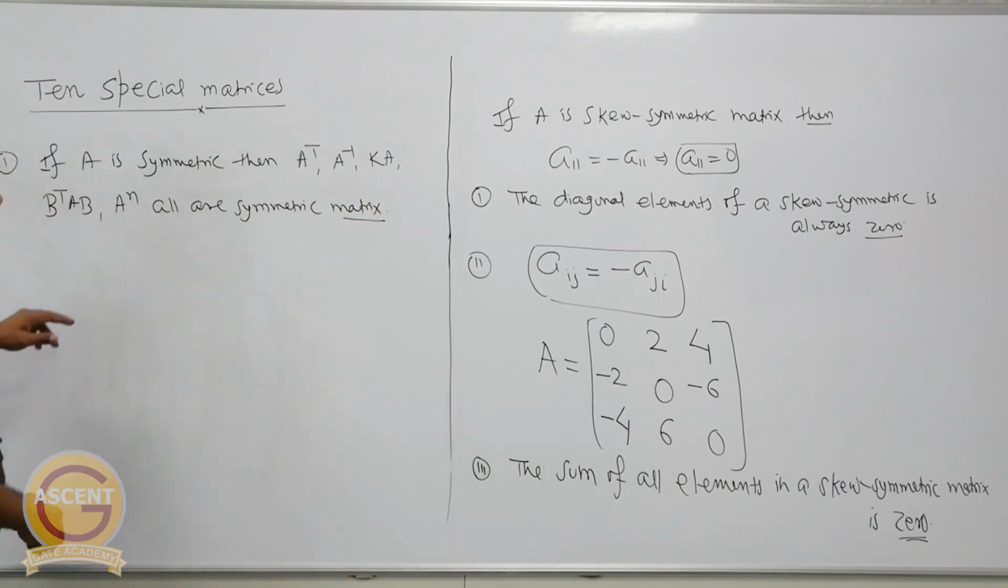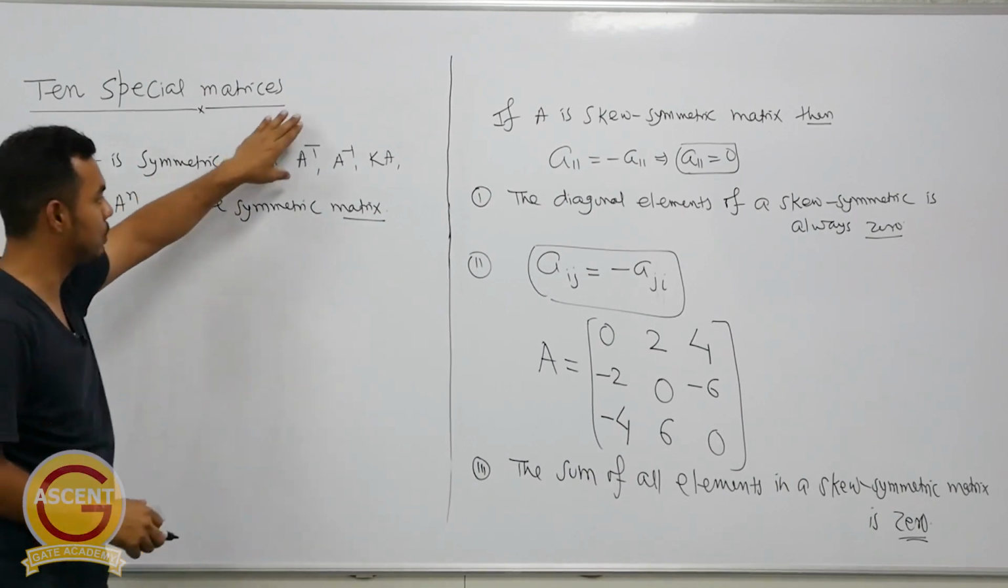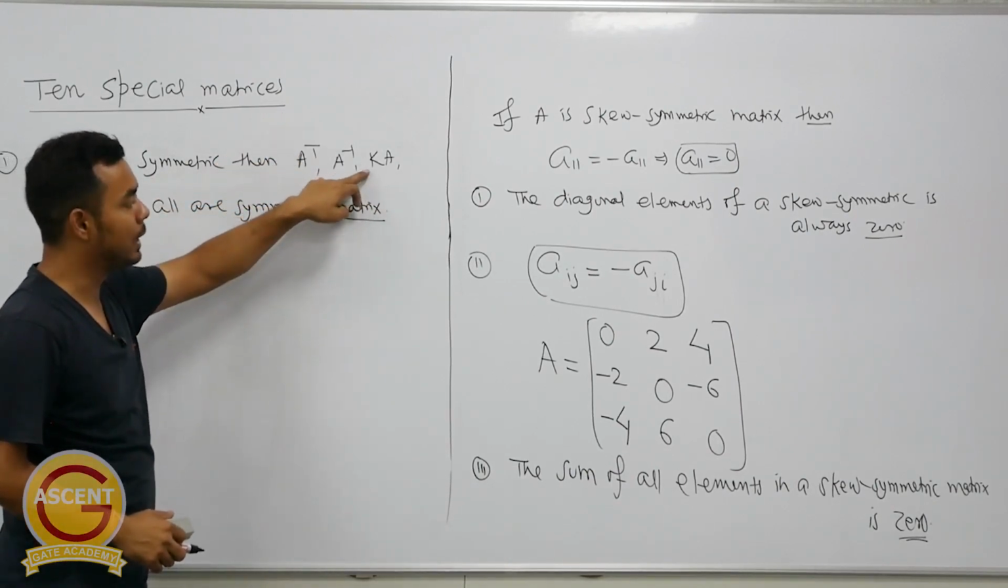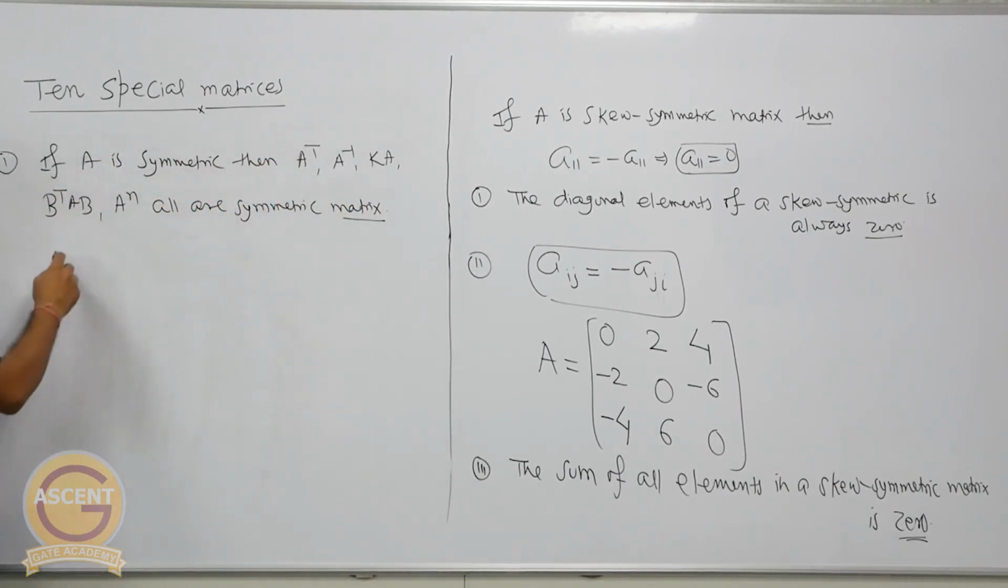In case of symmetric matrix, if A is symmetric, then its transpose, its inverse, and the matrix A multiplied by some number are symmetric. Or if B is any square matrix, then B transpose into A into B, and A to the power n are all symmetric matrices. n is some positive integer. So this is the first point related with symmetric matrix.